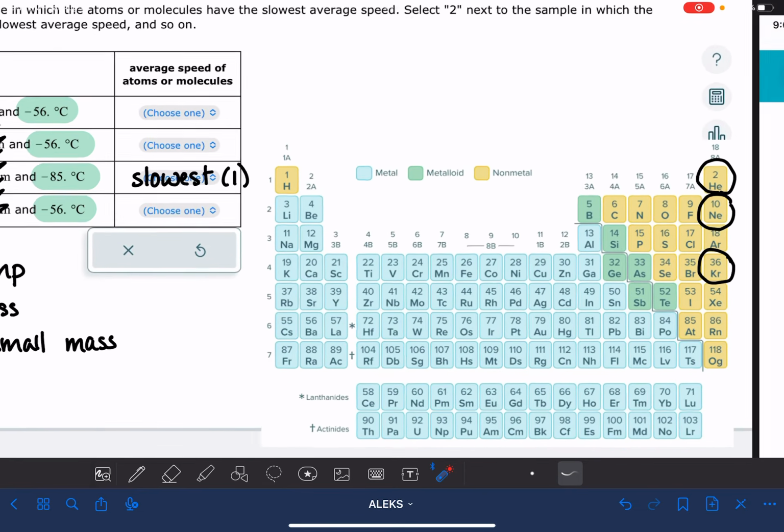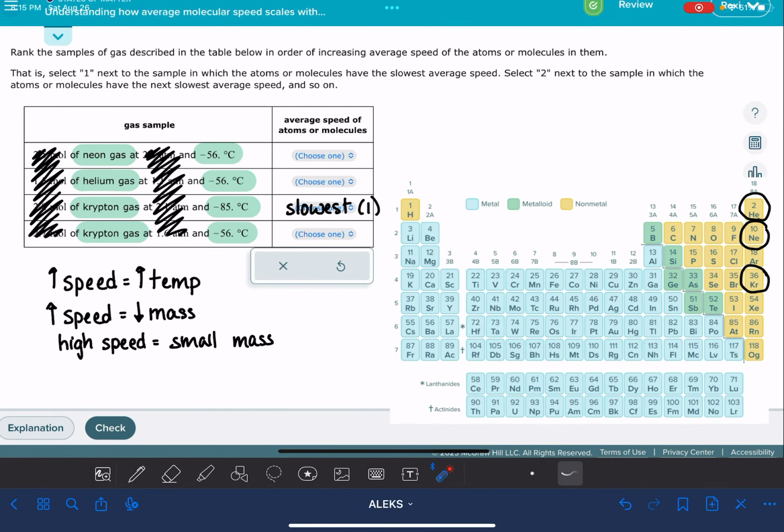Helium is the smallest one of all of them. Smallest mass means that it is moving at the highest speed. So this is the gas that is going to be the fastest. We're going to give that a 4. And then the next smallest gas is neon. So that is going to be our next fastest. We'll give that a number 3. Krypton, because it is the largest, is going to be the slowest out of all of the gases that are existing at negative 56.